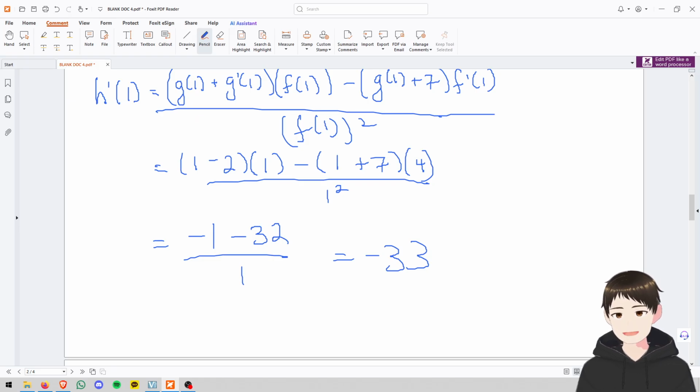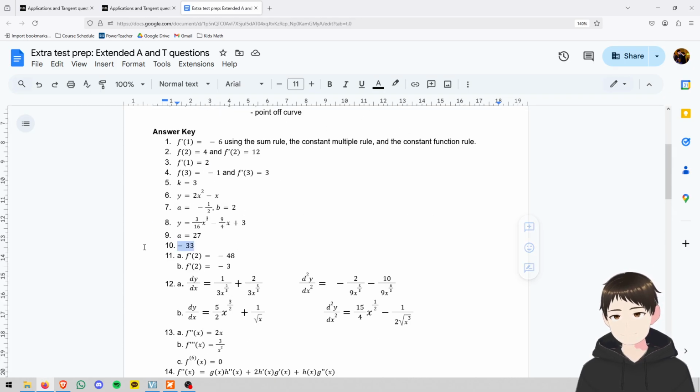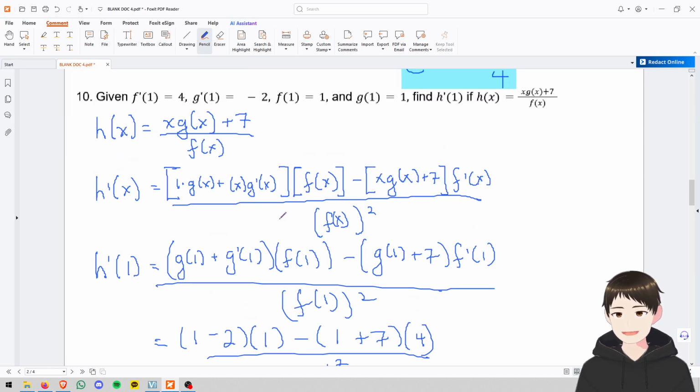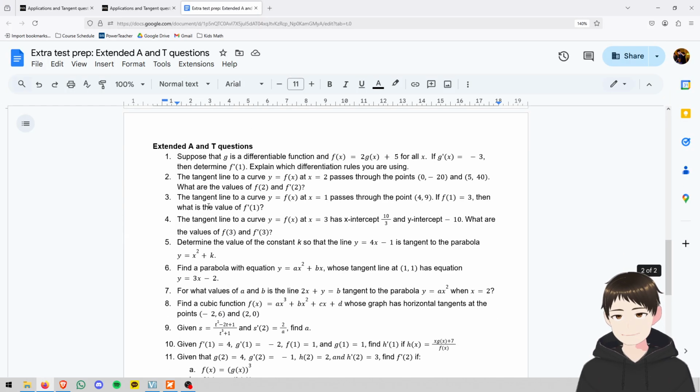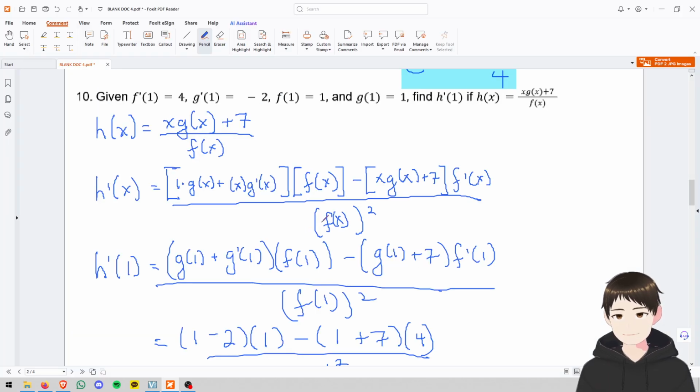Just a quick cheat. I'm going to check the answer key. Number 10, negative 33. Great. Okay, so once again, don't be afraid. Try the other questions, like question I think 9 gives you the same thing, but it's not too strenuous. It uses power rule with quotient, not just product rule within a power rule, within a quotient. Okay, give it a shot.